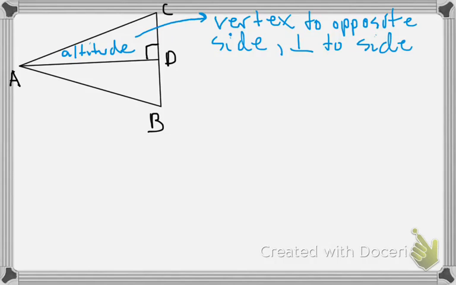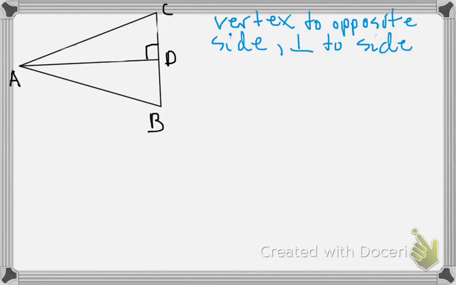Now, instead of a median, which goes from a vertex to the opposite side's midpoint, we're going to use the altitude, which goes from the vertex to the opposite side. We don't know where it hits the opposite side, but it does make a perpendicular or right angle. Okay? It's perpendicular to it or it's a right angle. So I wrote that definition there. I'm going to erase the altitude word just so that we can actually work in the triangle. But that's what the altitude is.